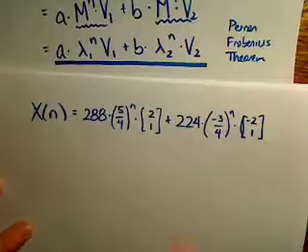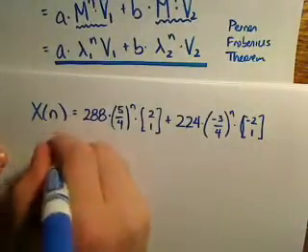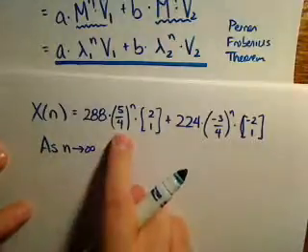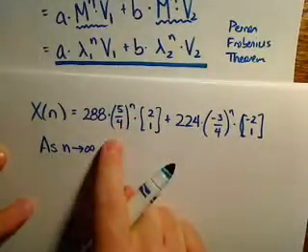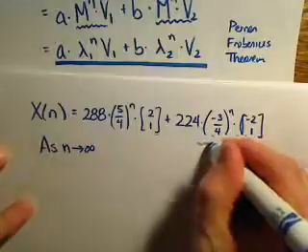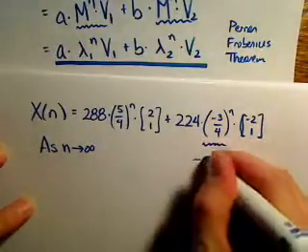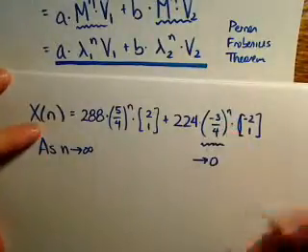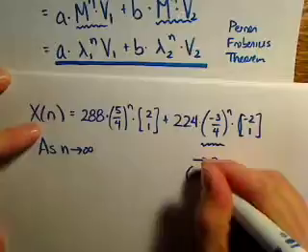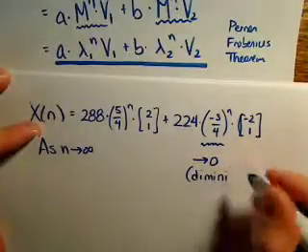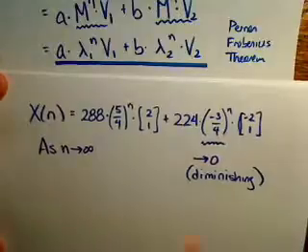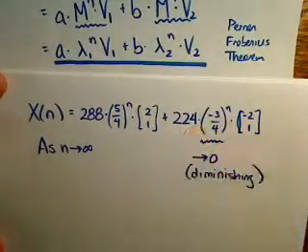Well, as n goes to infinity, 5/4 to the n is also going to go to infinity. We'll deal with that later. This is going to approach 0, though, because it's between -1 and 1. When you raise it to a huge power, it's going to diminish. You can think of this as diminishing, regardless of how big the 224 is.